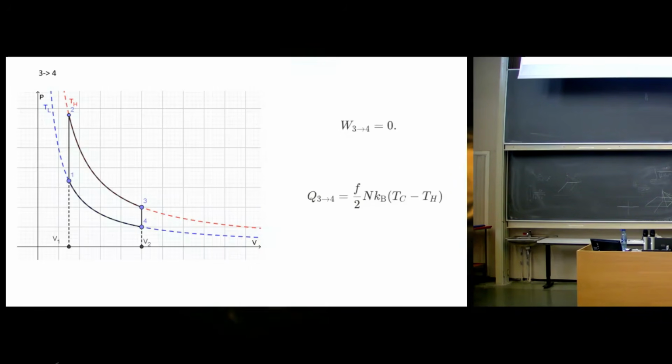From 3 to 4, the work done is 0 because it's isochoric. It's no change in volume. We're getting heat from it now, but the heat that we add is given by this here. Tc is the cold reservoir, the end temperature. TL, sorry, there's an equation mismatch here. TL is Tc, Th is Th. Cold, low, yeah. And then in the last step, we are doing work on the system.